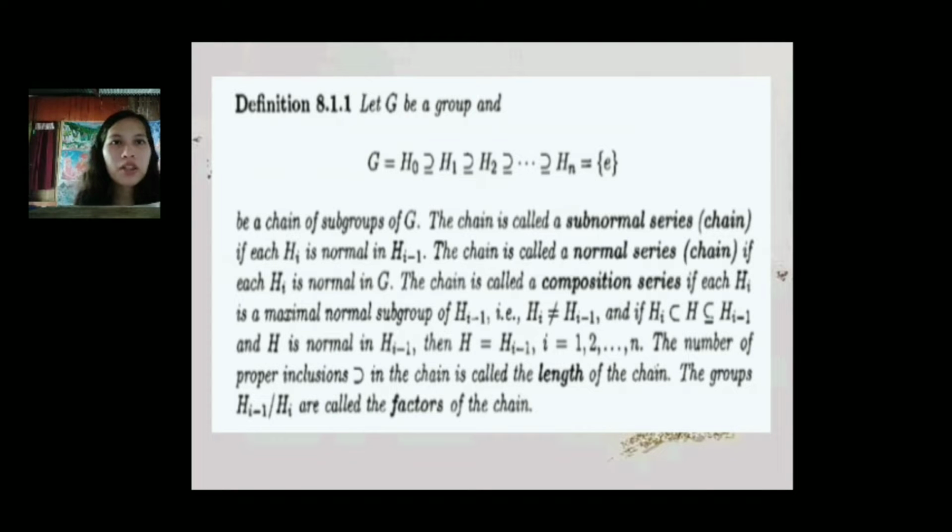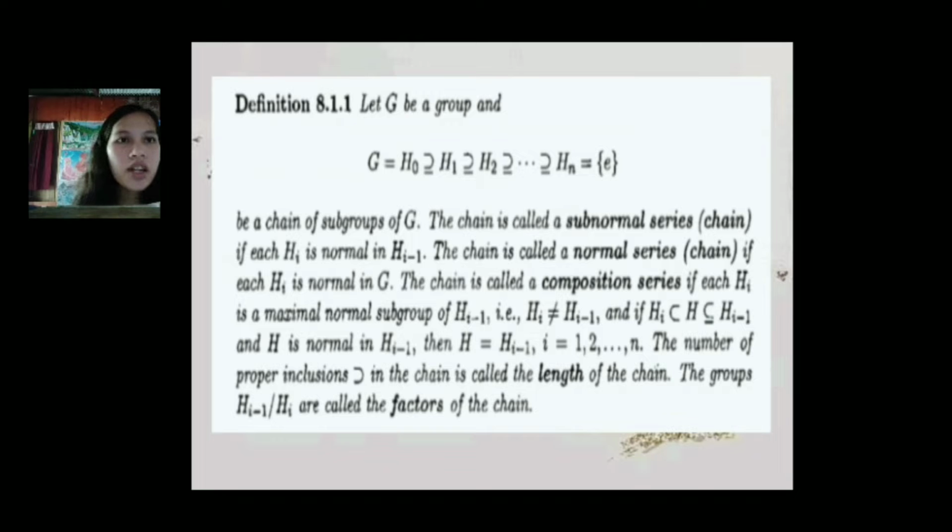Definition 8.1.1. Let G be a group and G = H_0 ⊇ H_1 ⊇ H_2 ⊇ ... ⊇ H_n = {e} be a chain of subgroups of G. The chain is called a subnormal series if each H_i is normal in H_{i-1}. The chain is called a normal series if each H_i is normal in G.